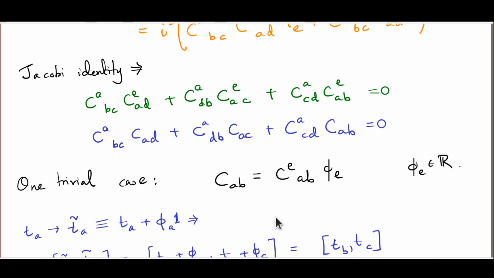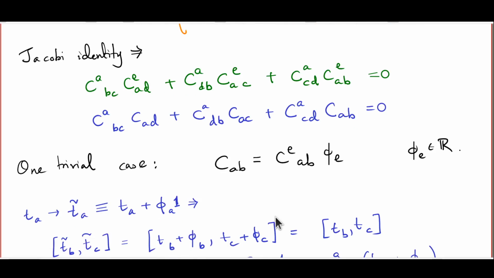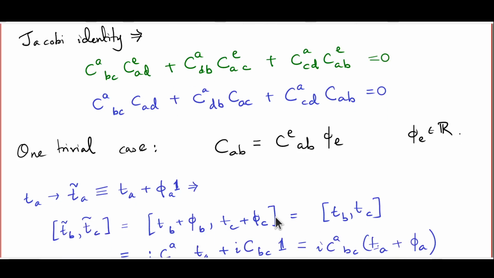These real numbers phi's are very easy to interpret. If you think of shifting your generators T_A to new generators T̃_A, which are just the original T_A plus phi_A times the identity, then the commutator between T̃_B and T̃_C will turn out to be the commutator between T_B plus phi_B and T_C plus phi_C. Of course, phi_B and phi_C commute with everything. So this is nothing but just the commutator between T_B and T_C.